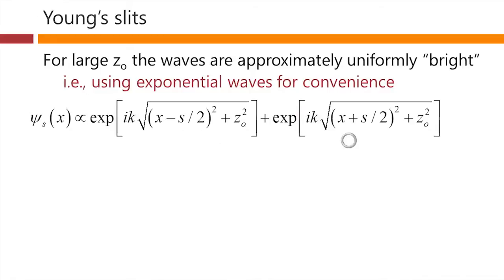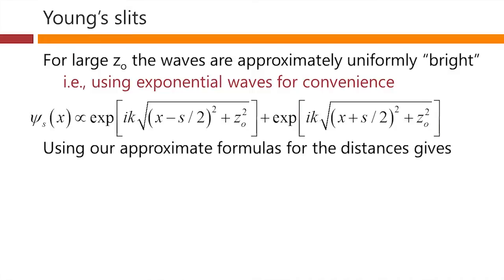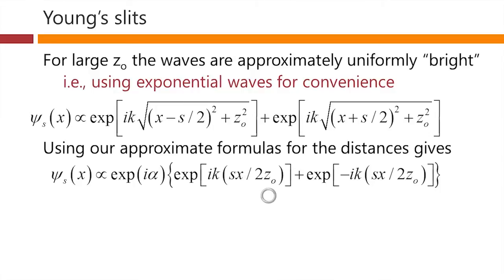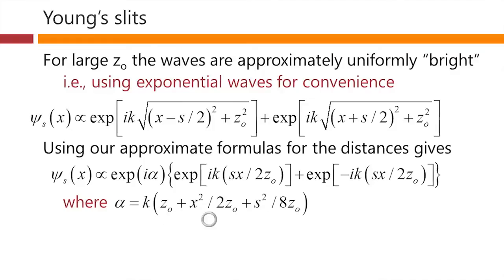And you see here the distances that we had on our diagram. So we can use our approximate formulas for the distances that we worked out before. And here is our plus sx over 2z0 that came from the lower slit, and here's our minus sx over 2z0 that came from the upper slit. And we have lumped all the rest of the terms in our distances into an exponential factor out the front here. This alpha is k times all of the other terms that we had in both of our expressions for the distances. So we just separated that out as a factor out the front here.